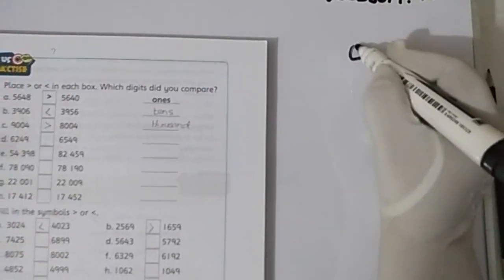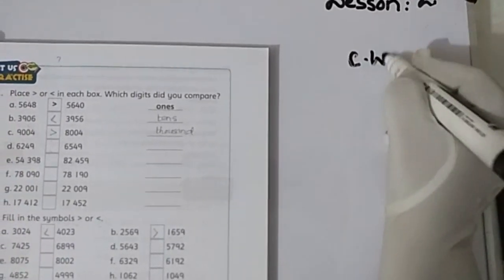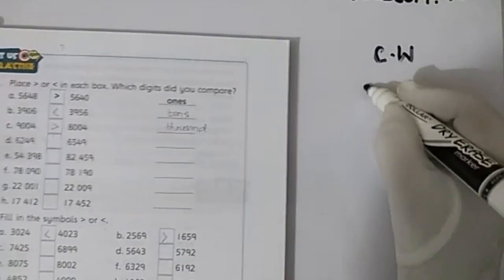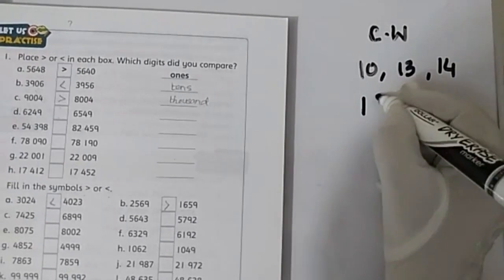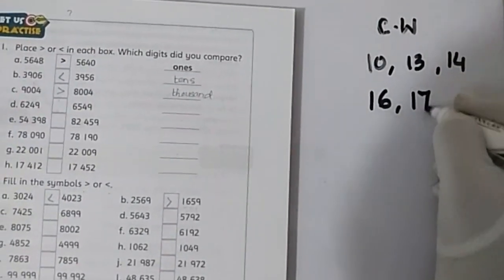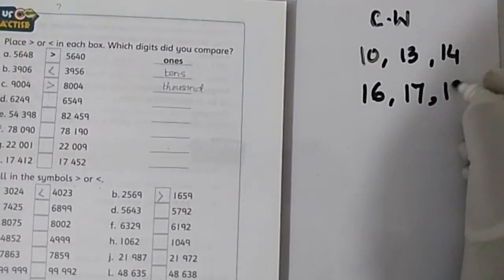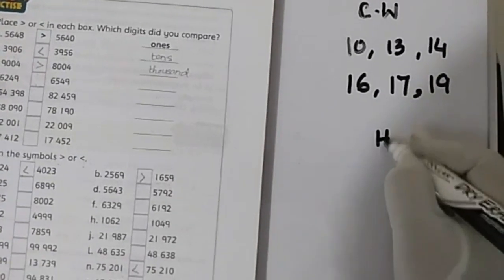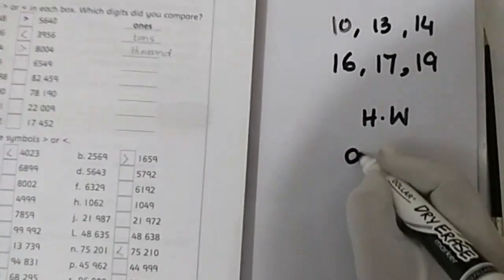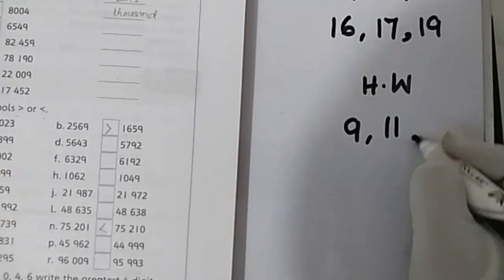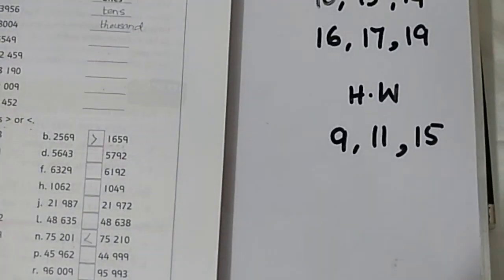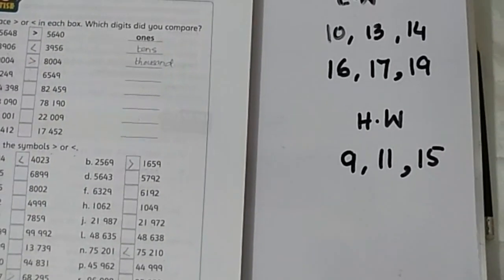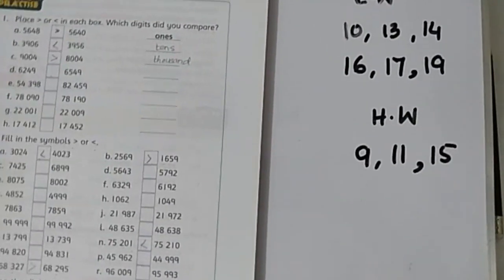Now students, in your lesson 2, your classwork pages are 10, 13, 14, 16, 17, 19. And your homework pages are 9, 11 and 15. Complete these pages. Inshallah, we will start our lesson 3 later.